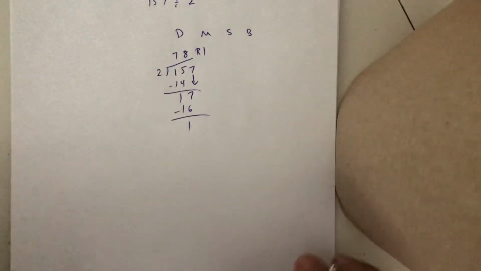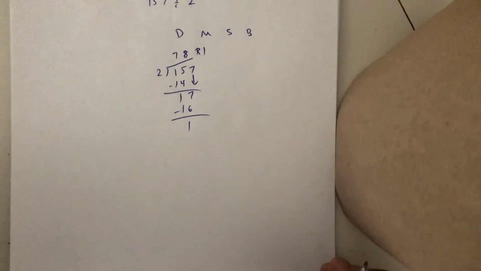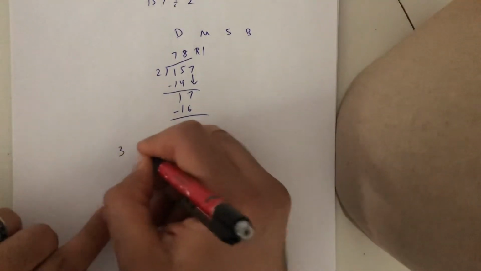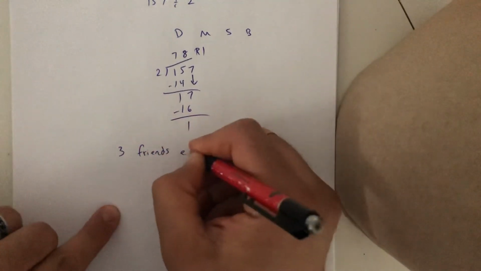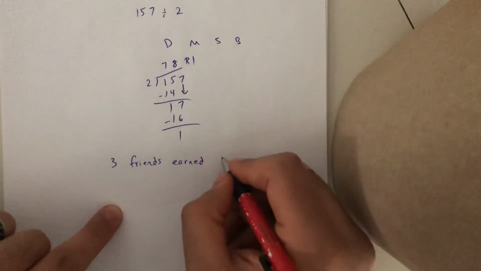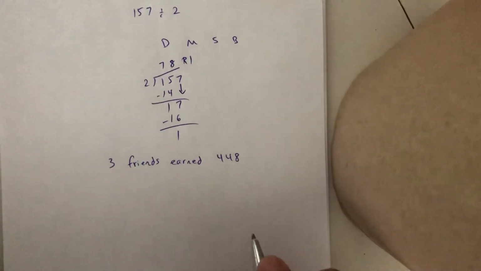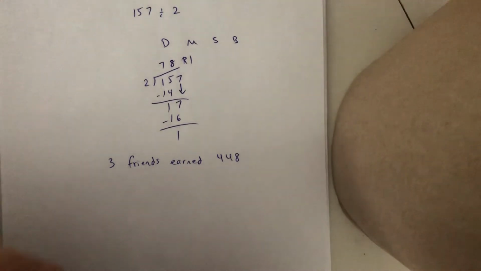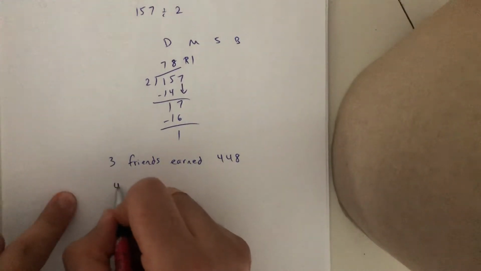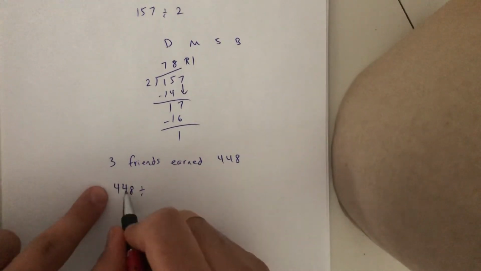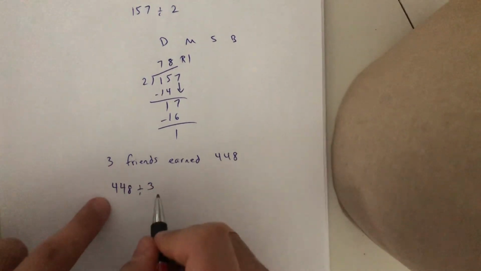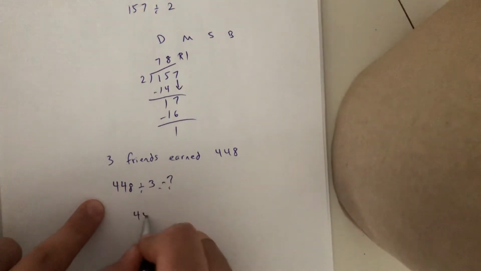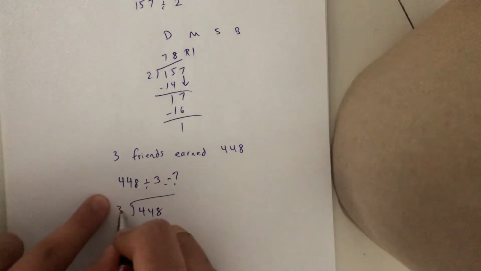Another example is, let's say three friends earned $448 while working in the summer. How much does each person get? Okay, so we know this is a division question. So $448, we divide it amongst 3 friends. What is the answer? So let's use the long division strategy that we have.